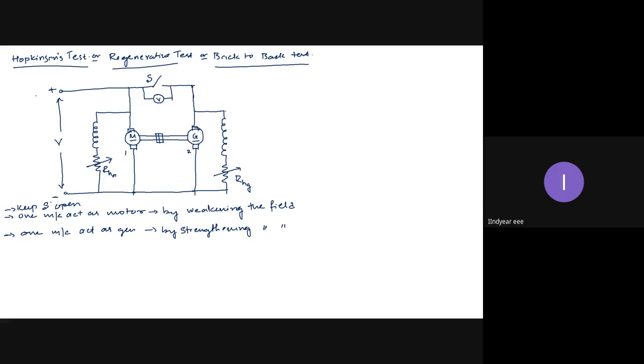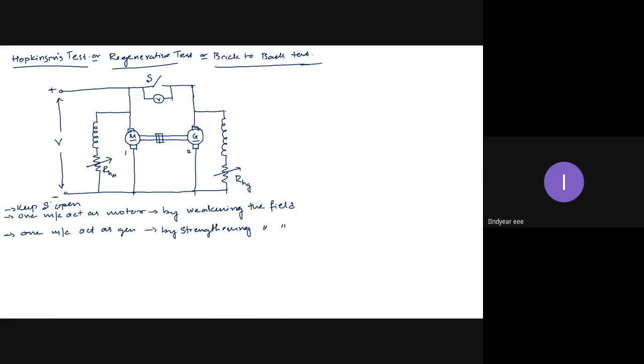Then what is the use of this supply? We will come to that point. Now the output of the motor is given to the generator. The output of the generator is given back to the motor. Because the outputs are connected back to back, this is called the back-to-back test.